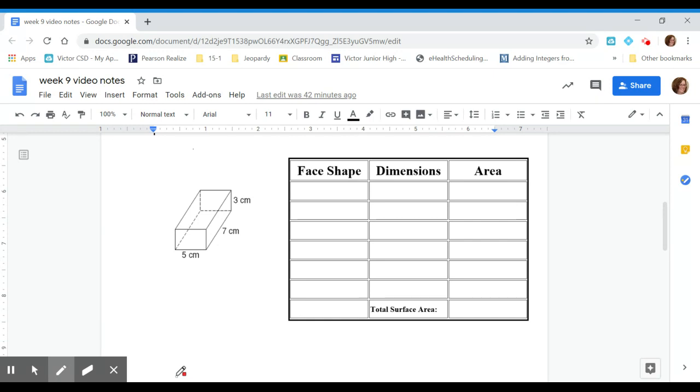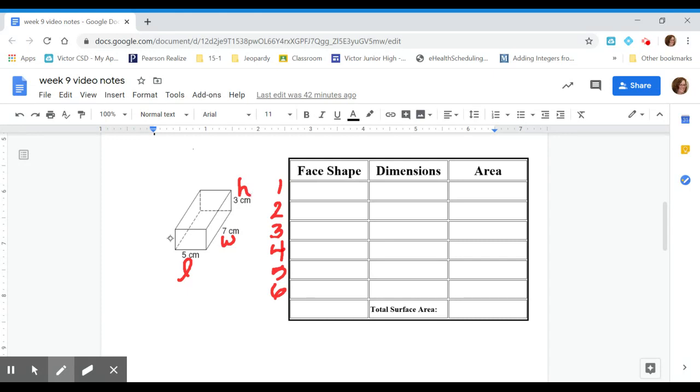So if you're just using your notebook, you'll want to make a list, numbered 1 through 6, because this prism has a total of 6 faces. So we want to make sure we include every single one. And remember, they come in pairs. We talked about this before. It has a length, a width, and a height.